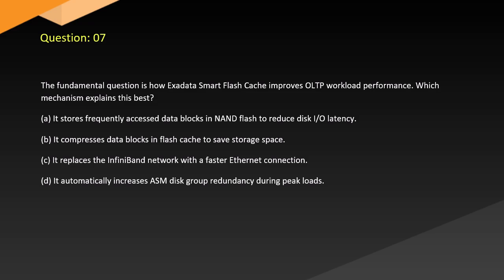Question 7. The fundamental question is how Exadata Smart Flash Cache improves OLTP workload performance. Which mechanism explains this best? A. It stores frequently accessed data blocks in NAND flash to reduce disk I/O latency. B. It compresses data blocks in flash cache to save storage space. C. It replaces the InfiniBand network with a faster Ethernet connection. D. It automatically increases ASM disk group redundancy during peak loads.